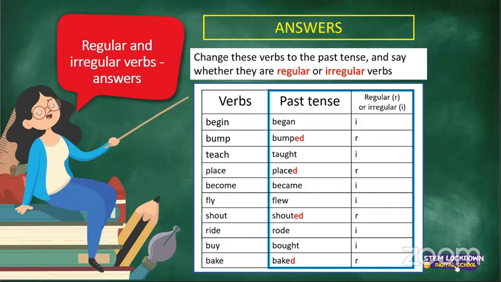I wonder how you did. Give yourself a mark out of 20. Count it up and give yourself a mark out of 20. Right. Good. I hope that you do understand regular and irregular verbs now. Good, I see some good marks there.